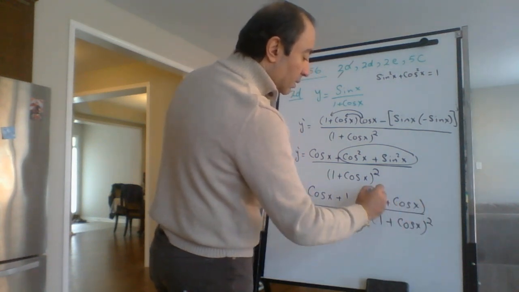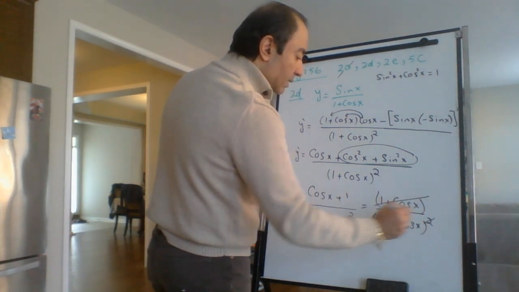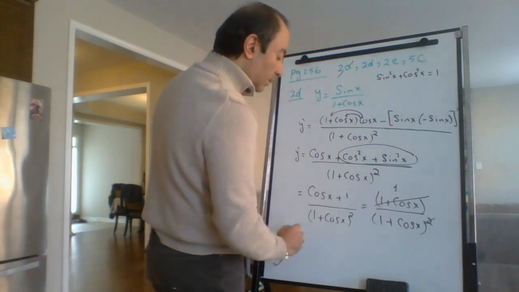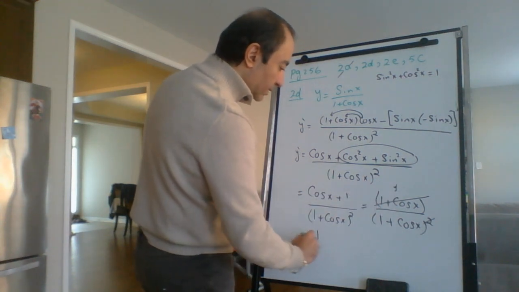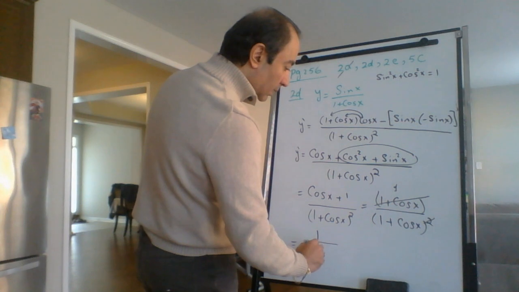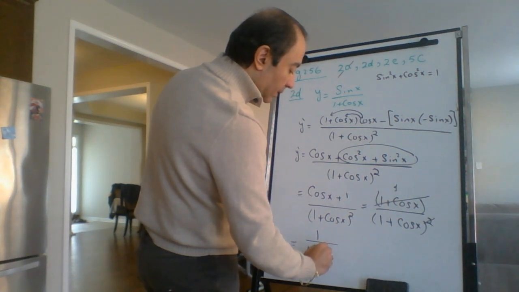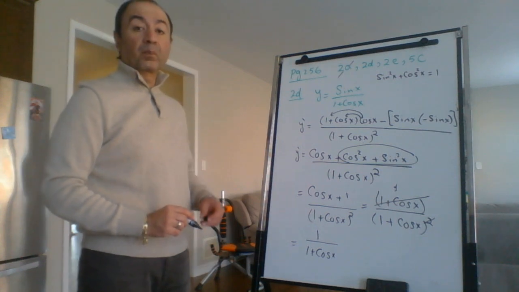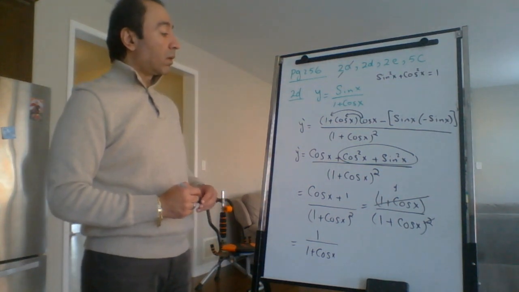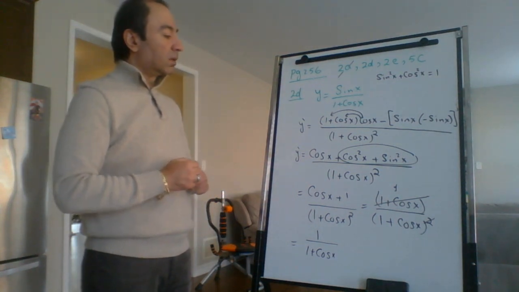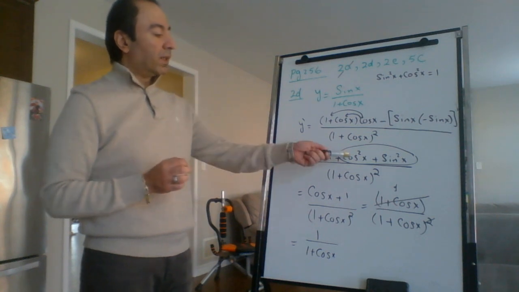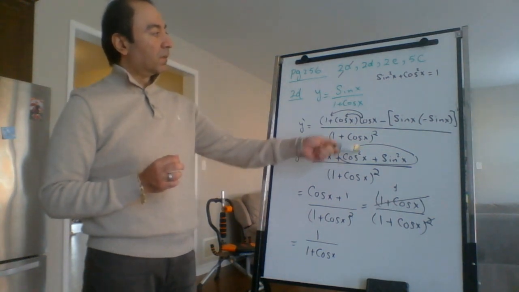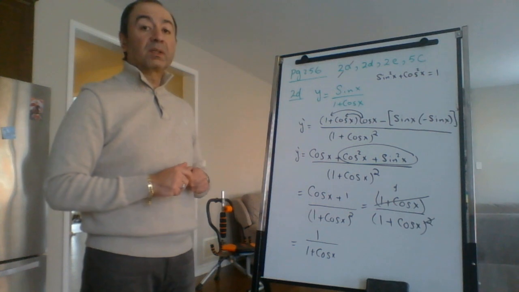As you see, this and this can cancel out and leave 1 on the top. So the final answer in a simplest form, 1 over 1 plus cosine x to the power of 1, and that's it. Okay, so I just applied quotient rule, and maybe the only trick is if you remember the trig identities.